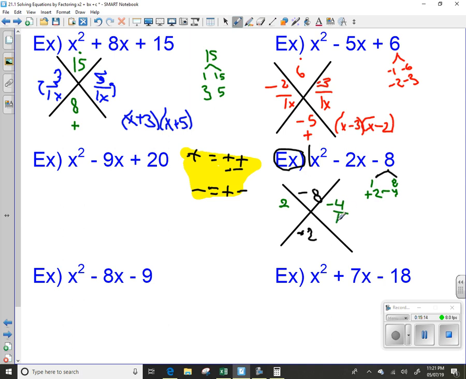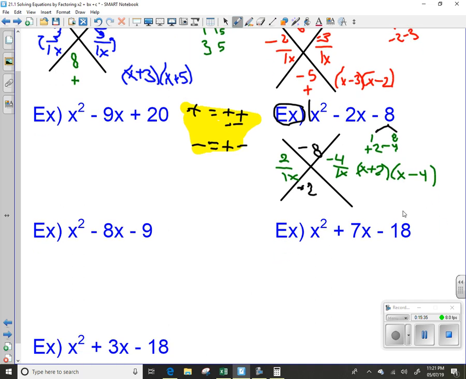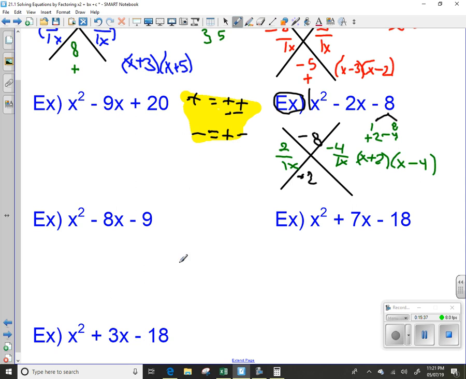I'm now going to divide each one of these by my 1x and then read them from the bottom up. So on this first one, it would be x plus 2. And the second one would be x minus 4. And there's your answer.